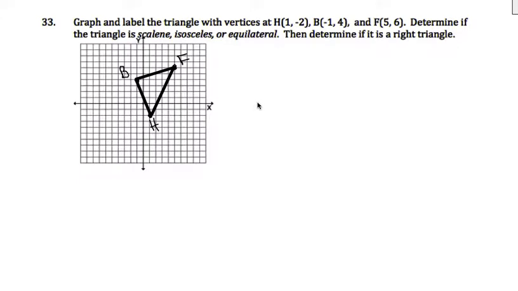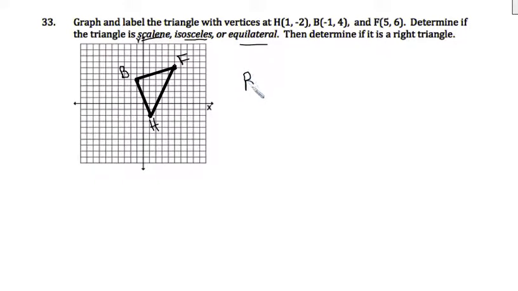Question 33 is asking me to use coordinate geometry to determine if this triangle is scalene, isosceles, or equilateral. So what I'm going to have to do is find the lengths of all three sides because that's what these terms mean. Scalene means none of the sides will be the same, isosceles means only two of them will be the same, and equilateral means that all three of them are going to be the same.